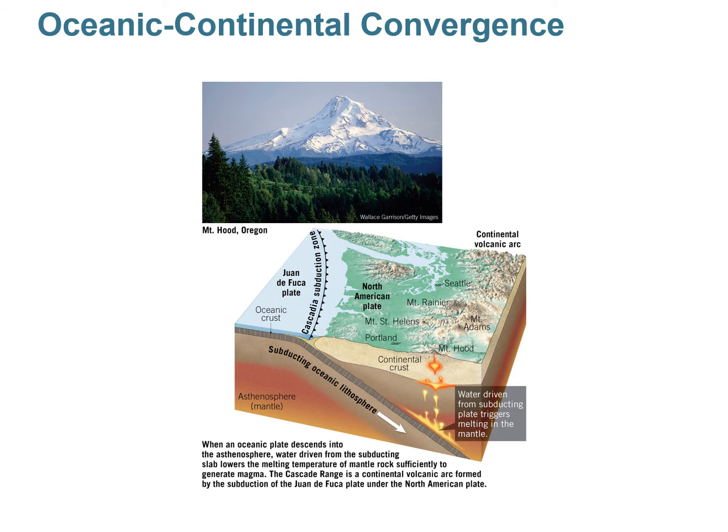Okay, one example here, the Pacific Northwest. If you've been to Washington or Oregon, they have active volcanoes. There's Mount Hood, Mount Adams, Mount Rainier, Mount St. Helens. Okay, these are all volcanoes that are part of this continental volcanic arc.